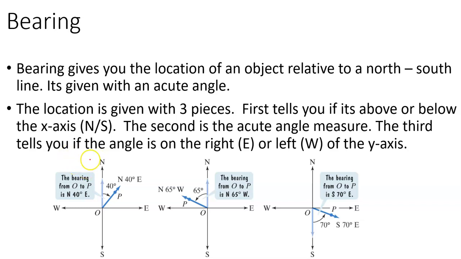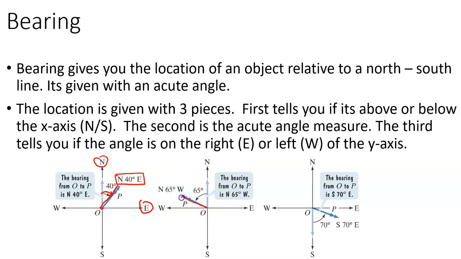So first of all, let's look at this one over here. You're going from the origin in this direction, so it's got to come from the north-south line. So there's north. The question is, from the north, how far did you go and what direction? This angle given is 40 degrees. So from the north, you went 40 degrees in which way? In the east. So look at how the bearing is written. It's written as north 40 degrees east, meaning you started going north. Acute angle is 40 degrees, in which direction? East.